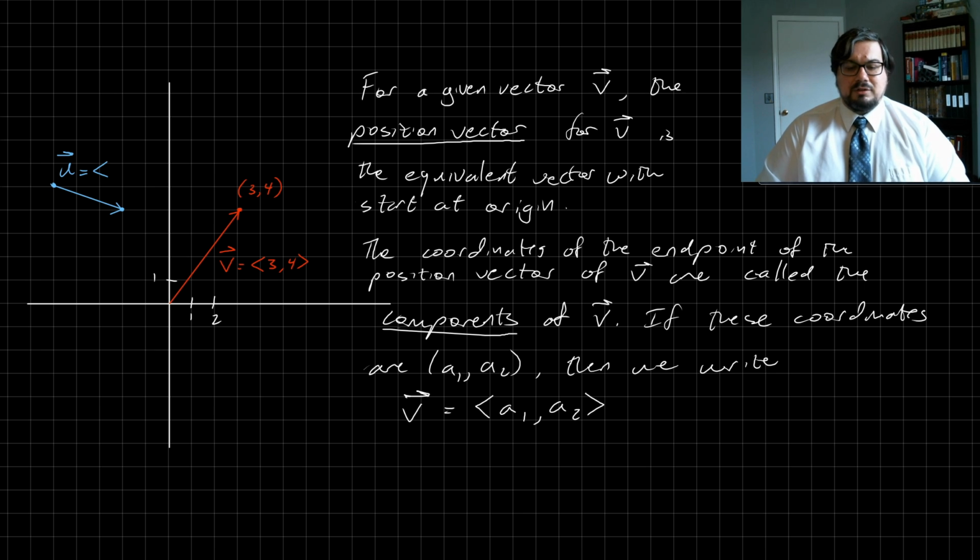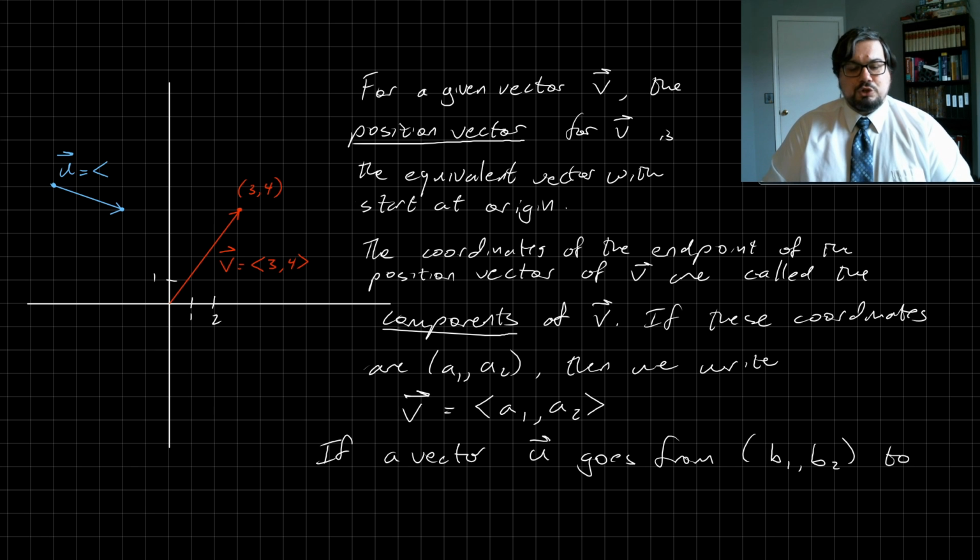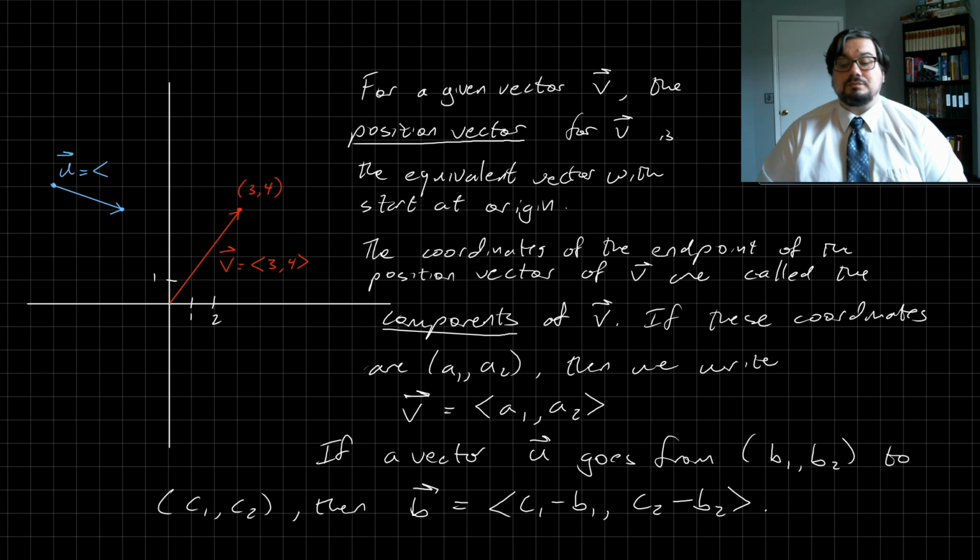So another way of looking at this is to say that if a vector, I'll say u now, goes from the point, I don't want to use a1 and a2 again, if it goes from the point b1, b2 to the point c1, c2, then the vector u has coordinates c1 minus b1, comma, c2 minus b2. So if we've got the vector u and we know its starting and ending points, we can determine its components by simply subtracting the coordinates of the starting point from the coordinates of the ending point.